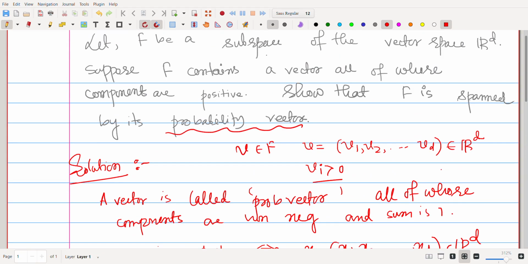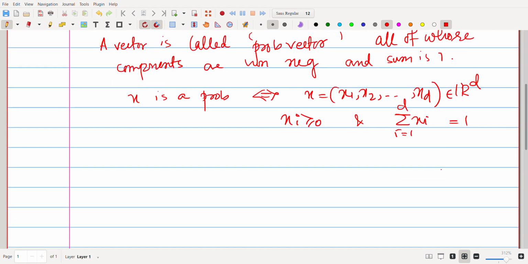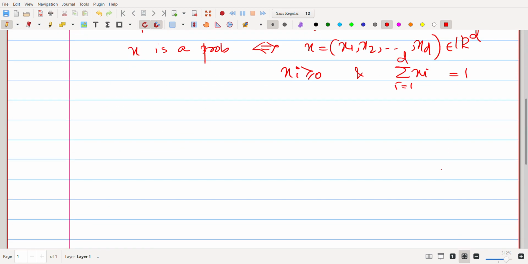So the question says that if F is a subspace that has at least one vector all of whose components are positive, then we need to show that F is spanned by its probability vectors. So how do I approach this problem? Let's first assume that the dimension of F is 1, and see what is happening in the case of a one-dimensional space.